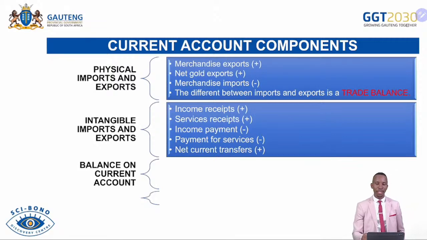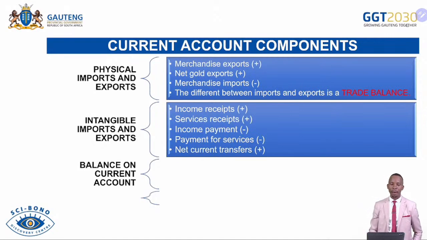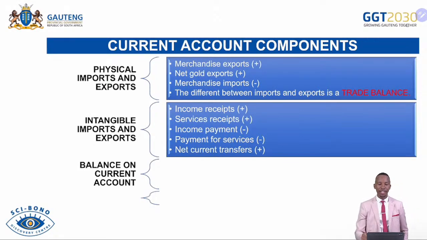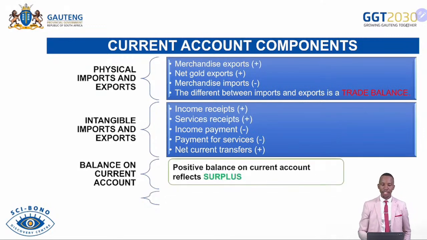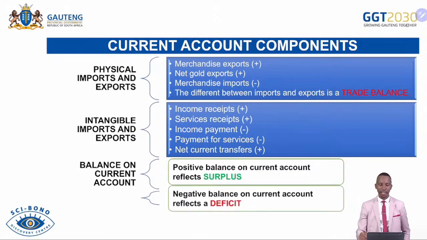And then we continue, we take on the total and carry on: income receipts plus service receipts, minus income payments, minus payments for services, plus the current transfers. What do we get? We get the balance on current account that can be negative or positive, like I've said before. A positive balance on current account reflects a surplus and a negative reflects a deficit.